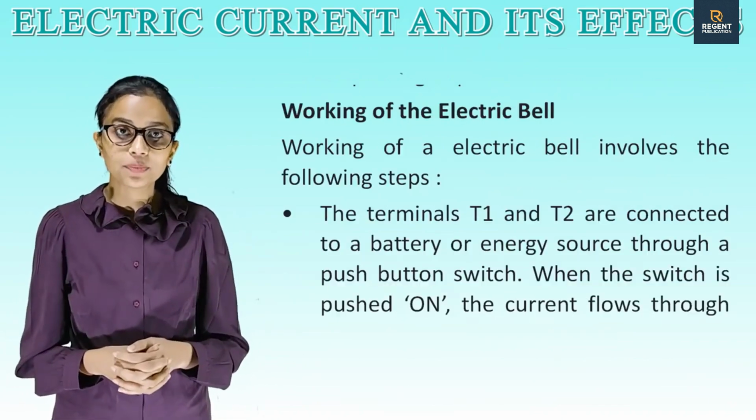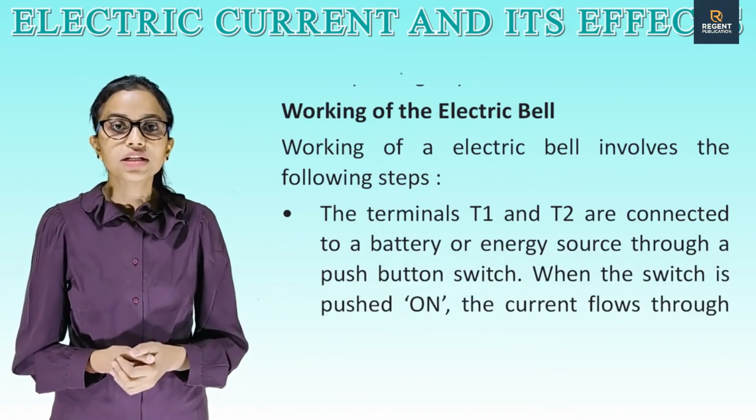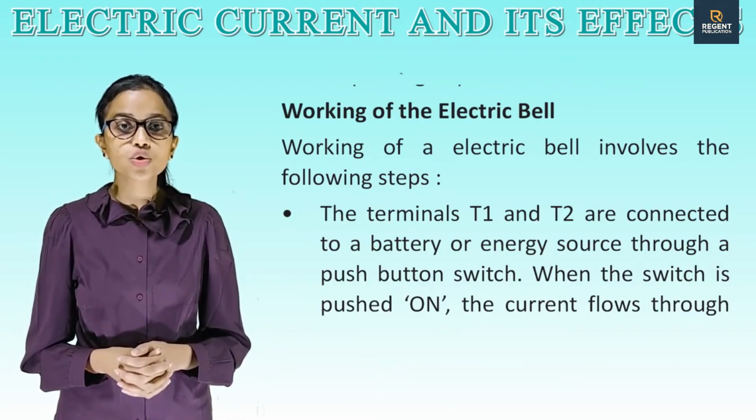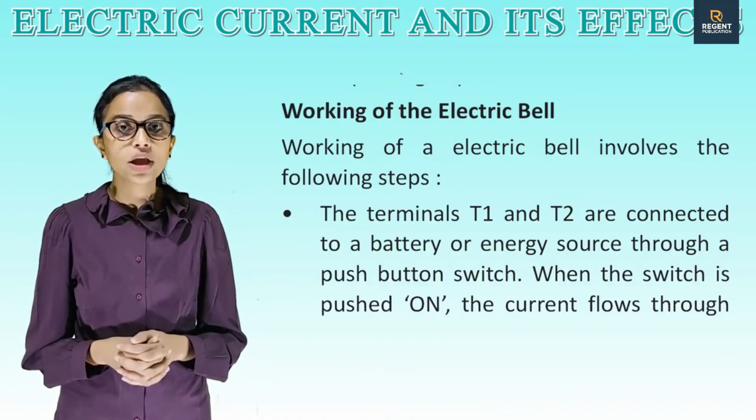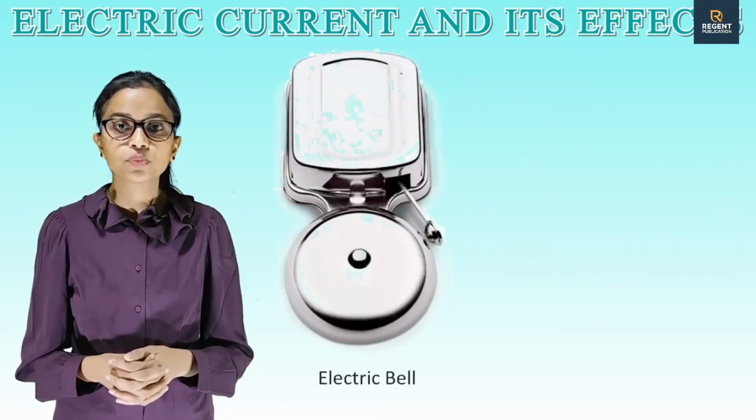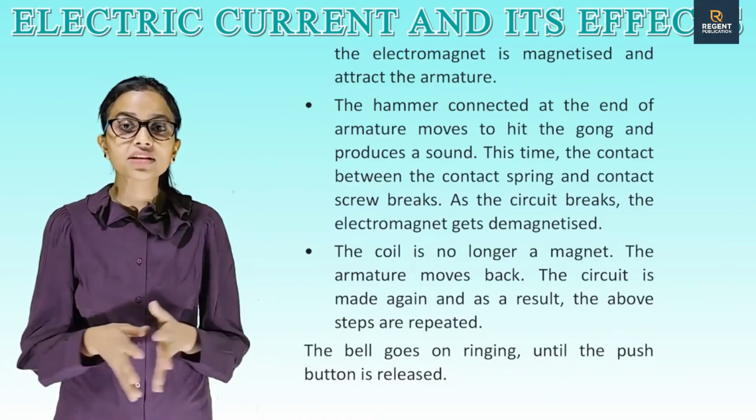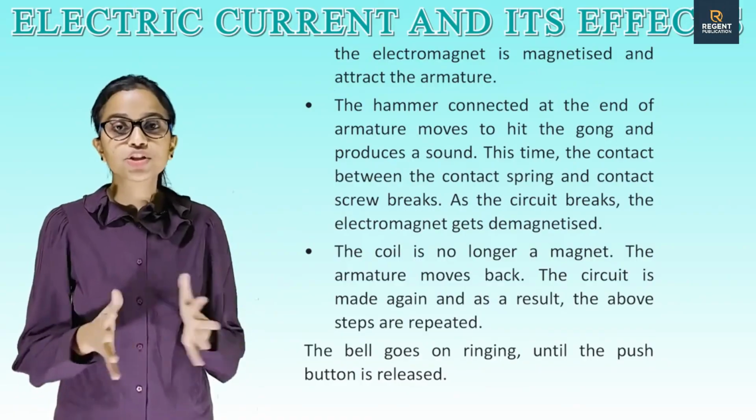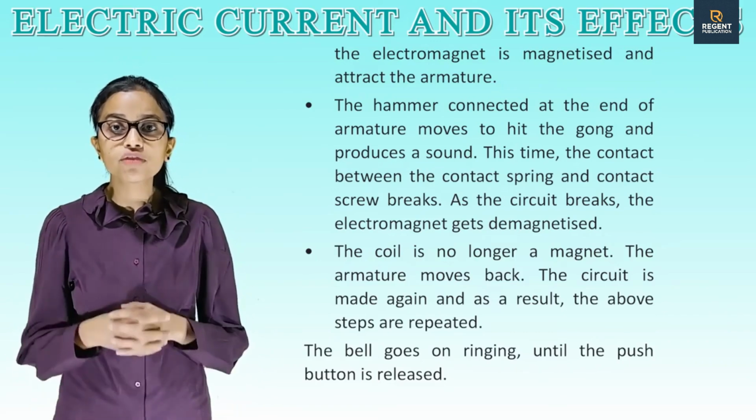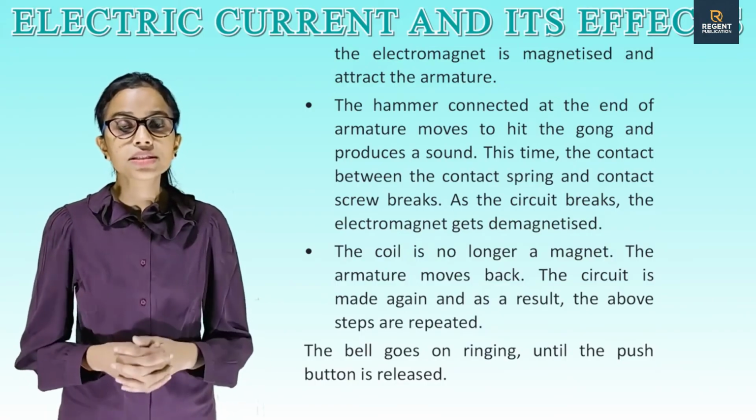Working of the electric bell. Working of an electric bell involves the following steps. The terminals T1 and T2 are connected to a battery or energy source through a push button switch. When the switch is pushed on, the current flows through the electromagnet, which is magnetized and attracts the armature. The hammer connected at the end of the armature moves to hit the gong and produces a sound.